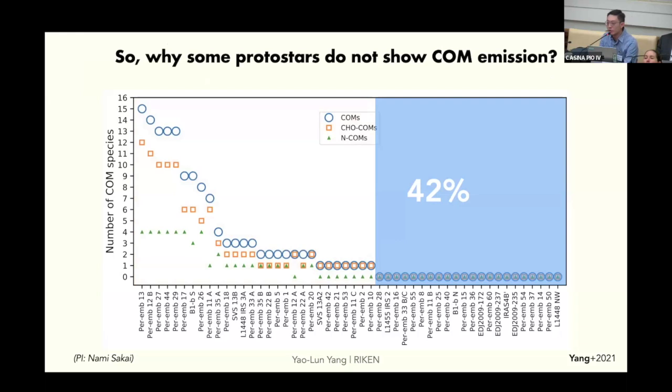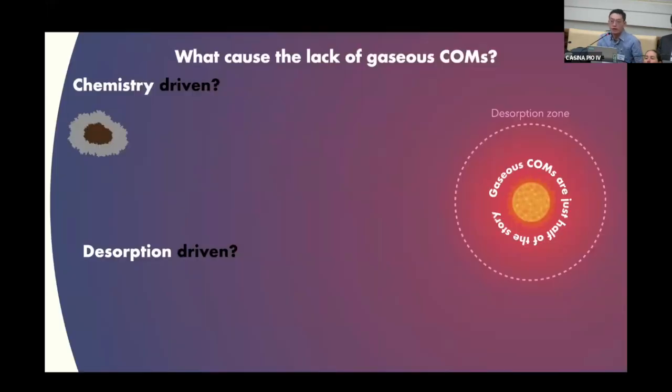And so then we started wondering what's happening with these sources. Do they actually evolve differently, or are there some other processes that are preventing us from seeing them in the gas phase? If I want to almost oversimplify these scenarios, I can categorize the possible reasons for the lack of gas phase COMs into two broad categories. One of them is that the chemistry actually evolved differently.